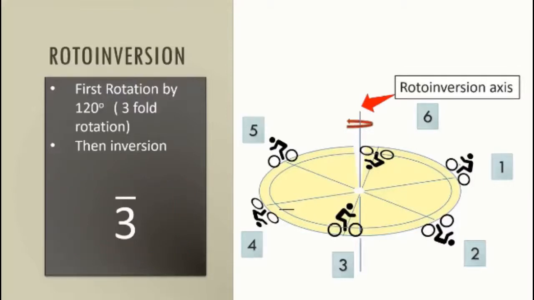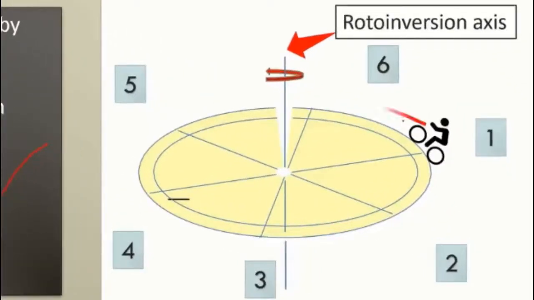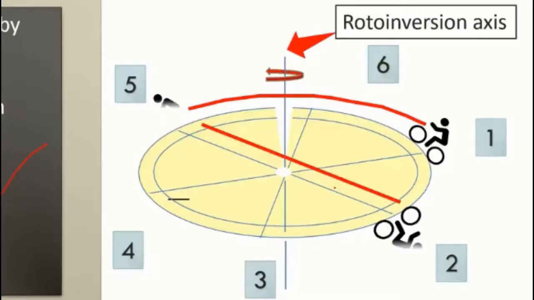Consider the cyclist cycling on a magnetic track. Let us start from the position 1. First, rotation by 120 degree and then inversion about the center of circular track. In this way, the new position point is generated at 2. Again, starting from 2, first rotation by 120 degree and then inversion. Now, the new position point is generated at 3.